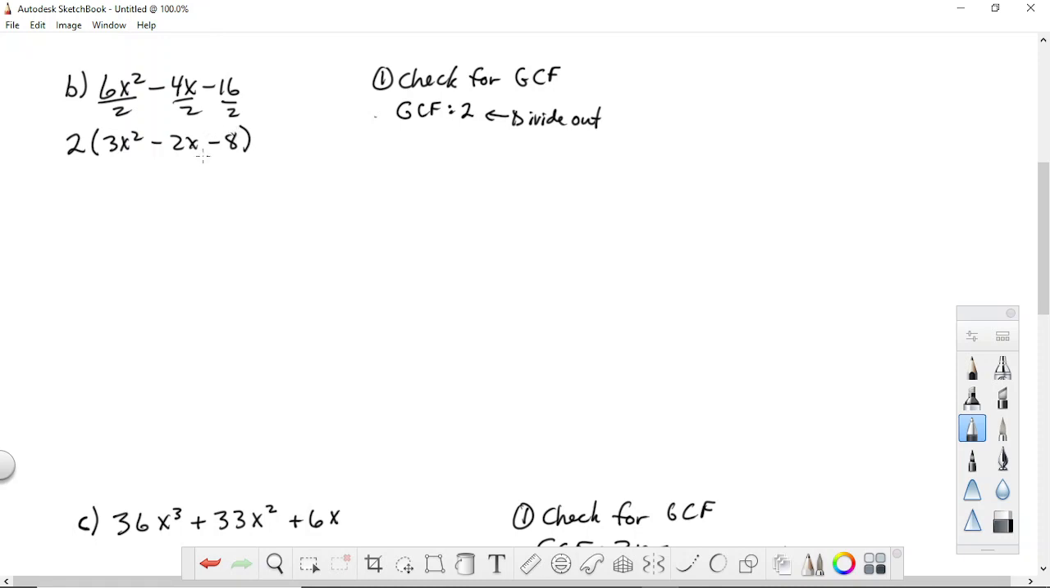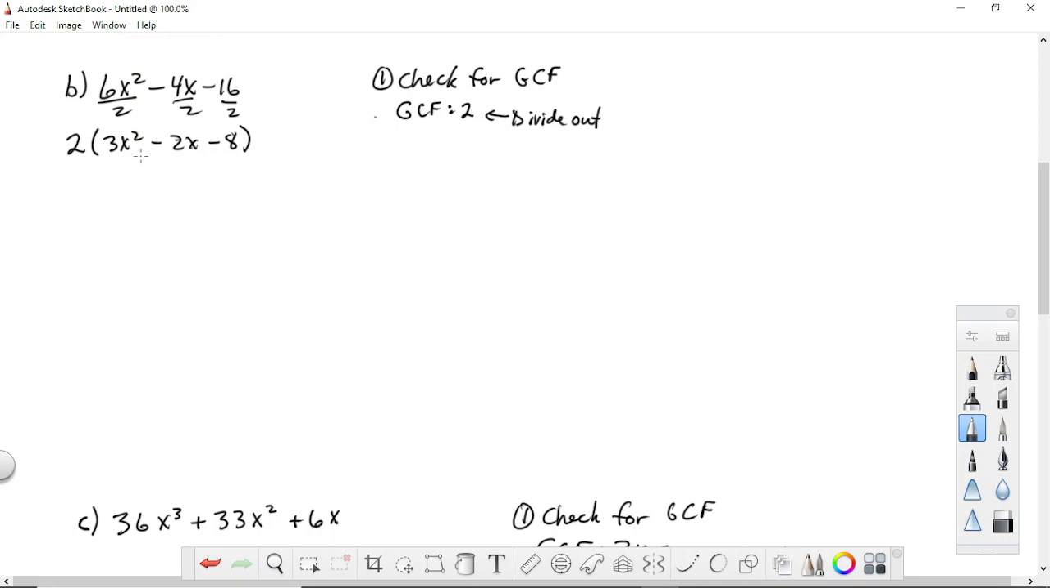And at every step you can do a quick check. Let's distribute that, multiply back, like this, and see if we get what we're supposed to get, our original quadratic. 2 times 3x squared is 6x squared. 2 times negative 2x is negative 4x. 2 times negative 8 is negative 16.